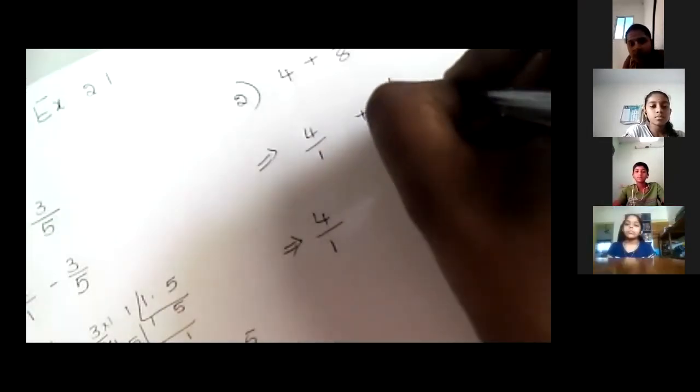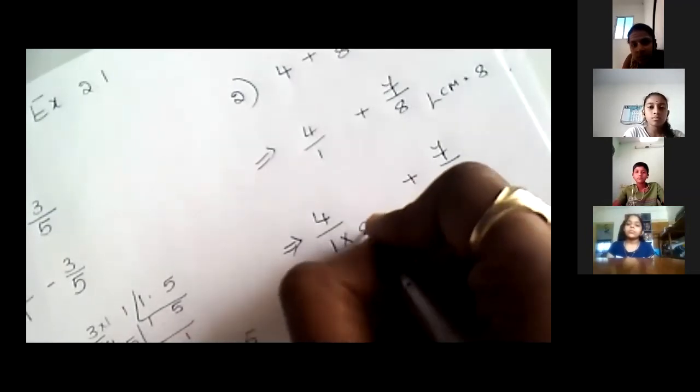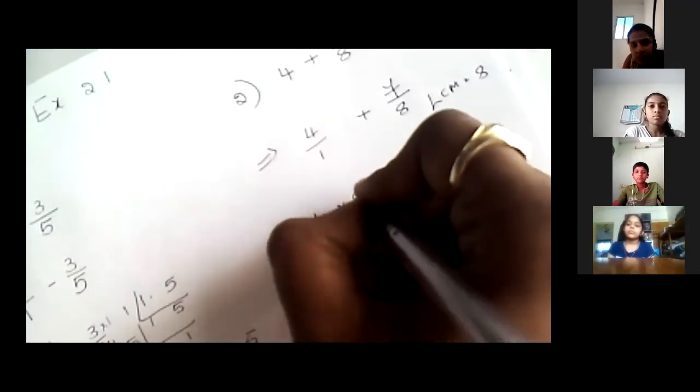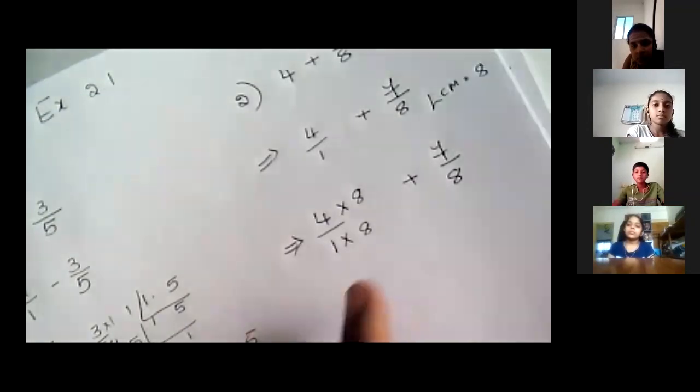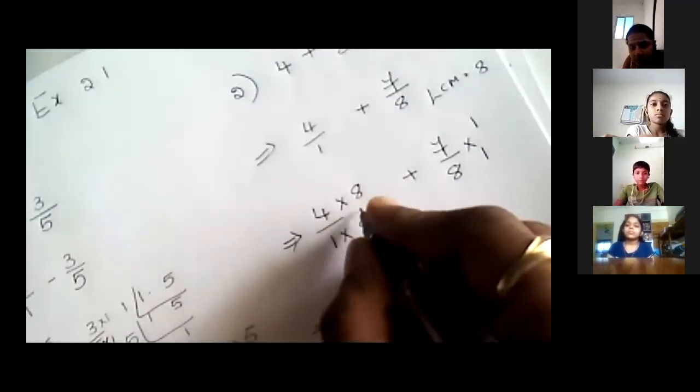LCM is 8, right? So 1 8s are 8. The same 8 I will copy for the numerator. Here 8 ones are 8, and the same 1 I will copy for the numerator. So 4 8s are 32, and 1 8s are 8, plus 7 ones are 7, 8 ones are 8.